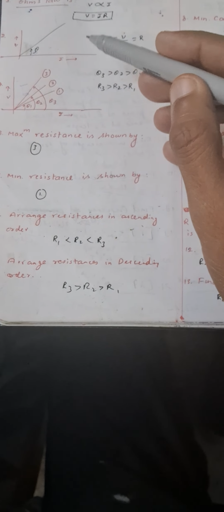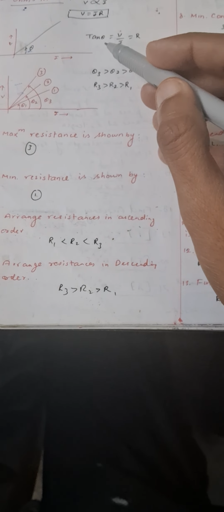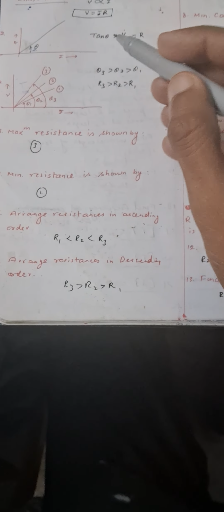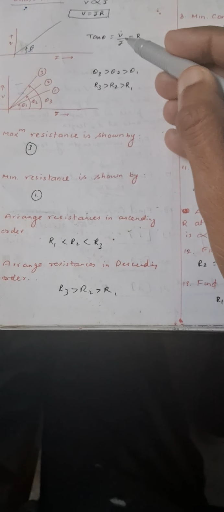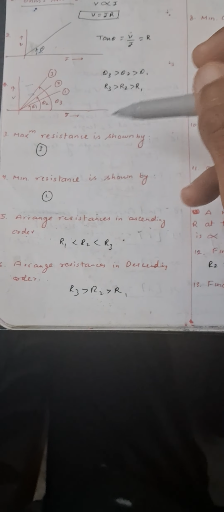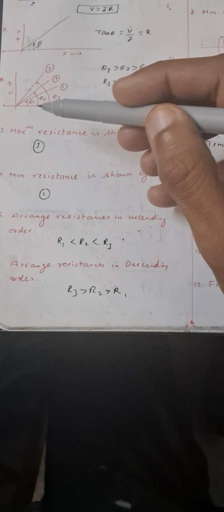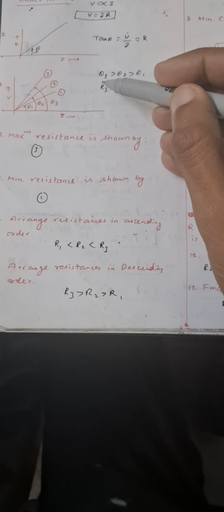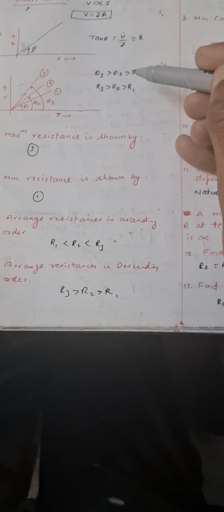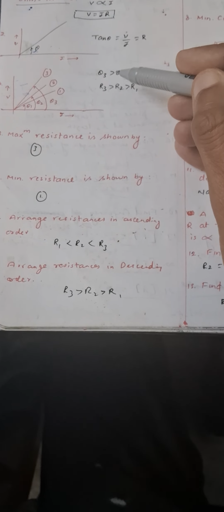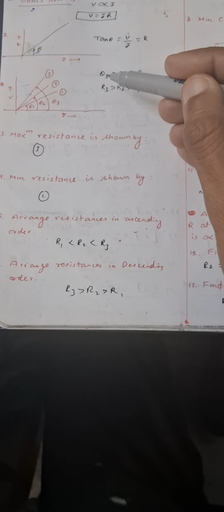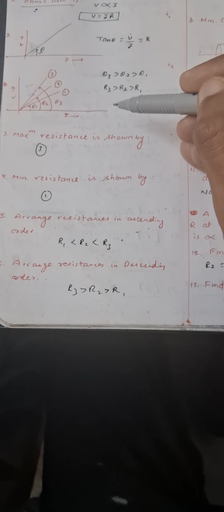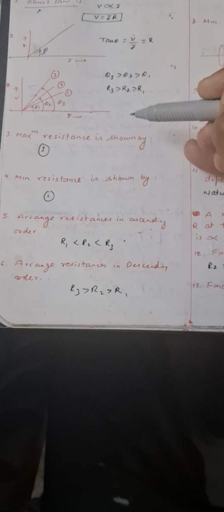Next question is graph between V and I. So the graph will be a straight line, and the slope angle theta can be calculated as tan theta equals V by I, which is equal to R. In another question, there are three graphs given, 1, 2 and 3. So we can see that theta 3 is greater than theta 2 is greater than theta 1. Since resistance is equal to tan theta, larger theta corresponds to larger resistance. So we can say that R3 is greater than R2 and R2 is greater than R1.